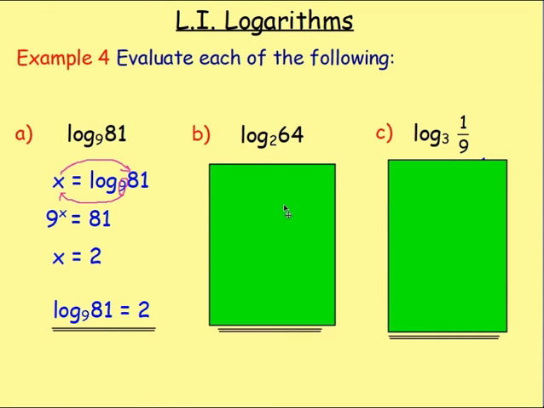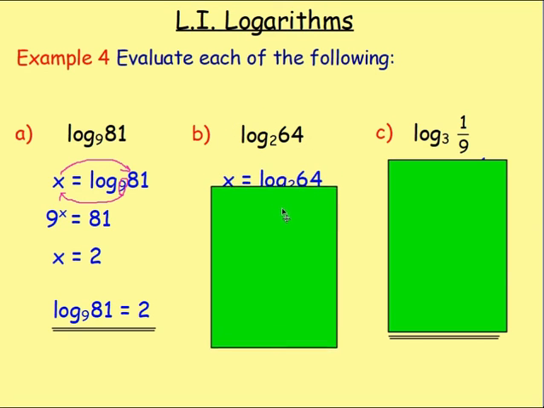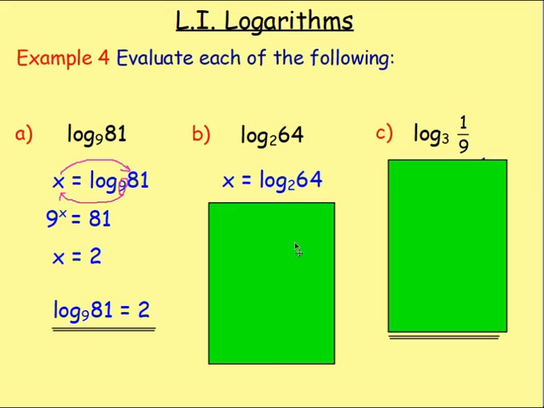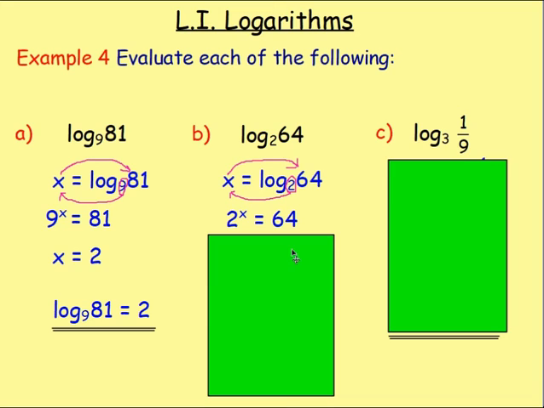Next one, log base 2 of 64. So for this one, again, to evaluate that, I'm going to set that equal to something. I'm just going to let it equal x. So x equals log base 2 of 64. Again, it's difficult to work out as a logarithmic function, so rewrite it as an exponential function. Base bottom top, start with the base, draw a line at the bottom to the other side, draw a line at the top to the other side. So in exponential form, we'd have 2 to the power of x equals 64.